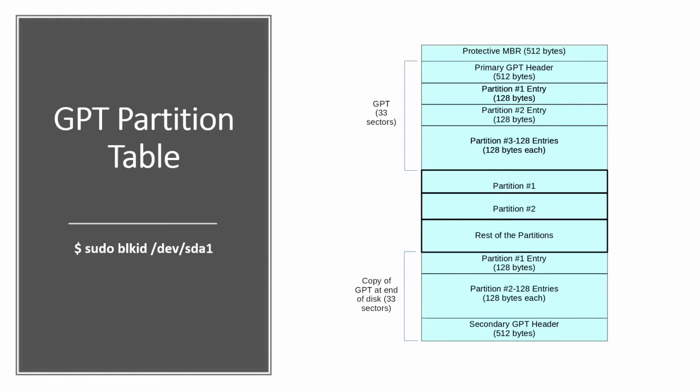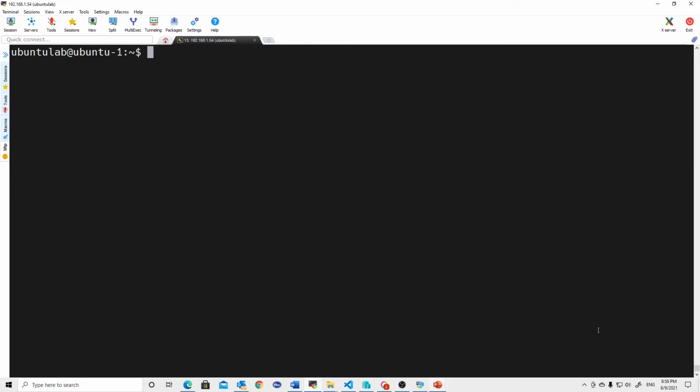Each partition entry has a minimum size of 128 bytes. GPT disk partition table. The blkid utility shows information about partitions on a modern UEFI GPT system, right? Let's take a look at it. We do sudo blkid /dev/sda1.